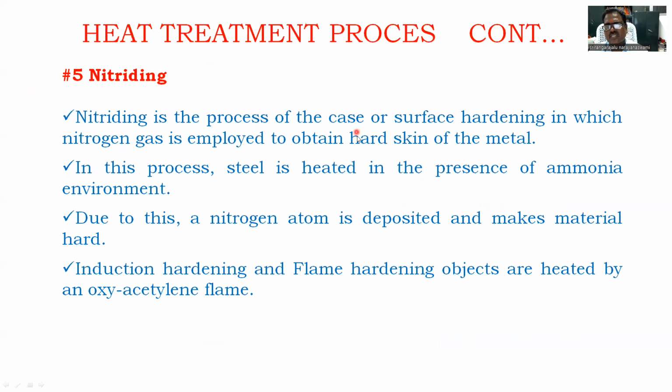Nitriding is the process of case or surface hardening in which nitrogen gas is employed to obtain a hard skin on the metals. In this process, steel is heated in the presence of an ammonia environment. Due to this, nitrogen atoms are deposited and make the material hard. Induction hardening and flame hardening objects are heated by an oxyacetylene flame.